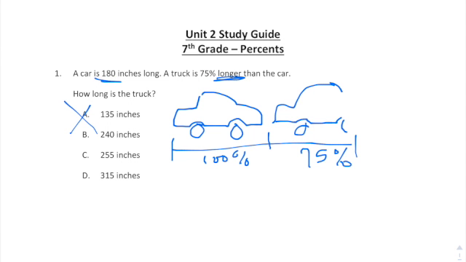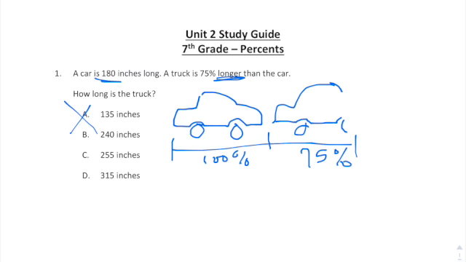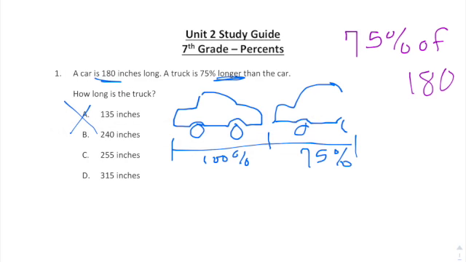So I have 2 ways I can do this. I can either just find 175% of 180, or I can figure out 75% of 180, and then add that to my 180. So up here in a slightly different color, I am going to say I want to find 75% of 180. Okay, so from this, I say, well, I want to turn 75 into a decimal, 0.75 times 180.